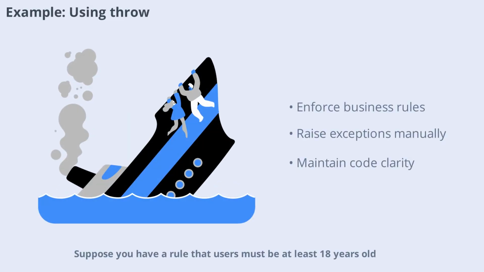Suppose you have a rule that users must be at least 18 years old. You can check the age and use throw to raise an argument exception if the condition isn't met. This approach allows you to enforce business rules and ensure that your application only processes valid data. The thrown exception can then be caught and handled elsewhere in your code, maintaining a clean separation of concerns.